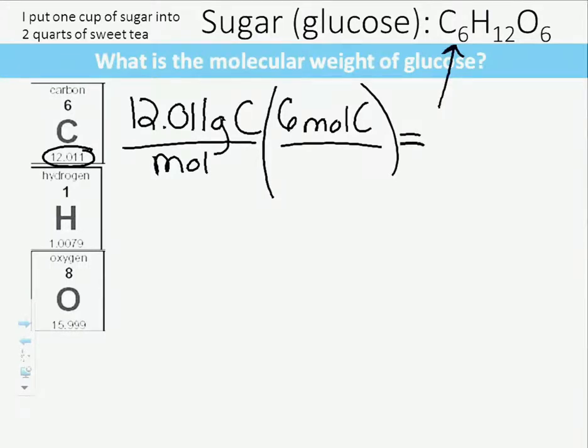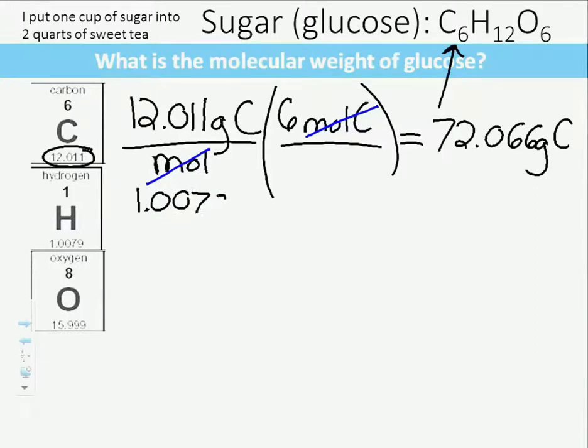So to begin with, 12.011 times 6 equals 72.066 grams coming from carbon. If you notice, our moles canceled, leaving us with just grams. So hydrogen now, 1.0079 grams of hydrogen per mole. We have 12 moles of hydrogen.